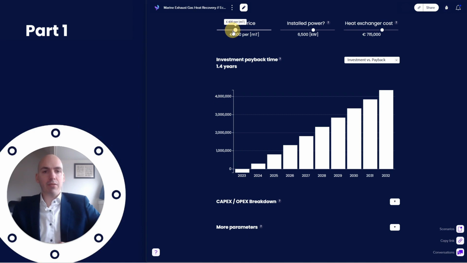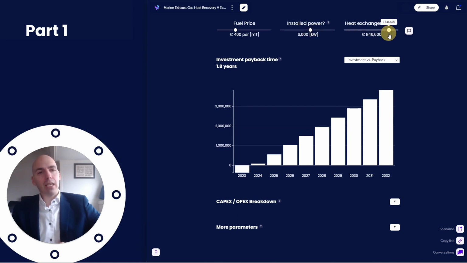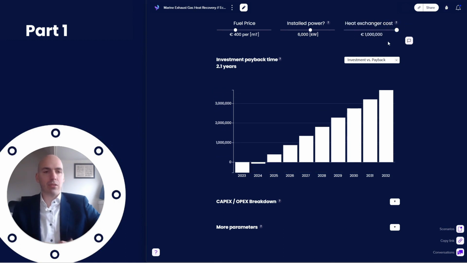So let's just leave it at 400 at the moment, and then we have our installed power, that's 6,500. Here you see it doesn't really affect your payback period, it doesn't affect your total price. And here we see the assumption, so let's change it a little, 6,000. And we're going to increase the cost for the heat exchanger, and there you see, the cheaper, the easier it is for you to get your money back, and let's just leave it at 1 million for now. We'll get back to the assumptions.